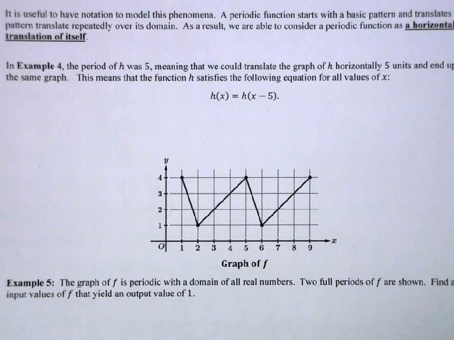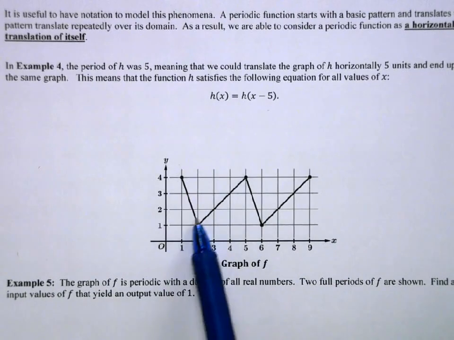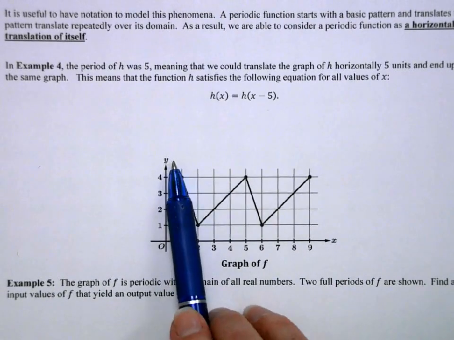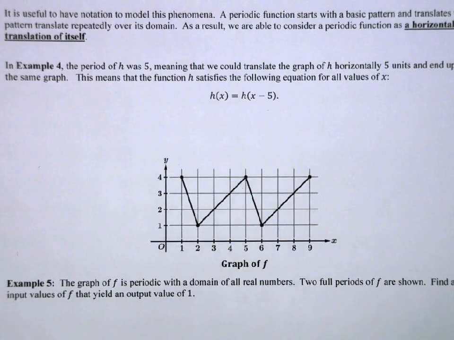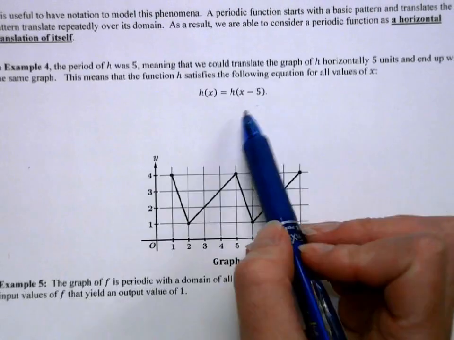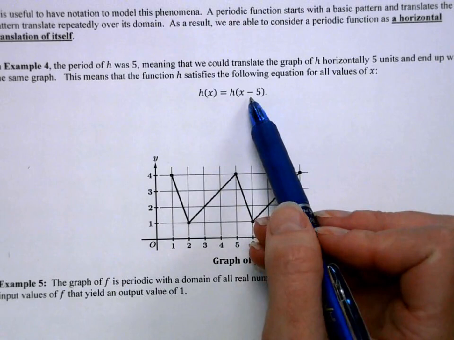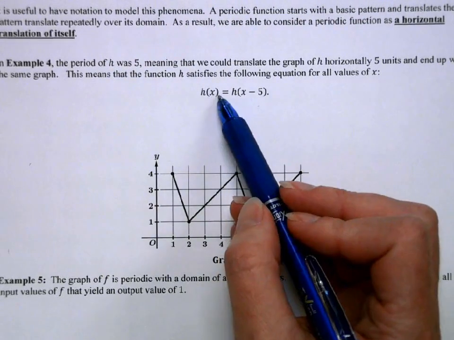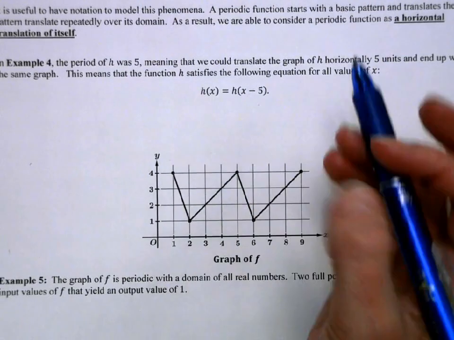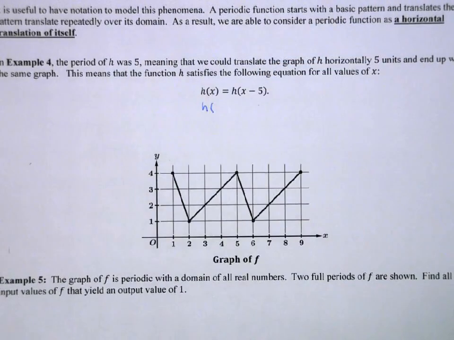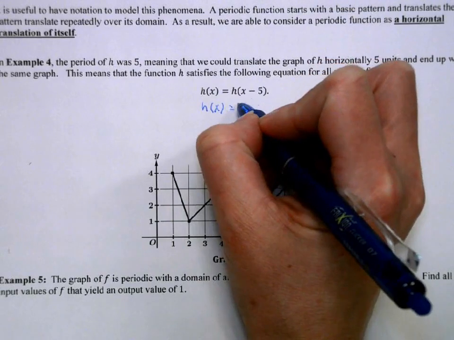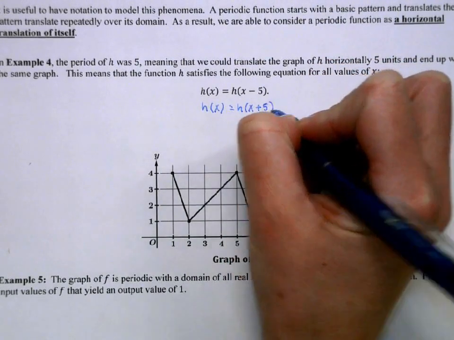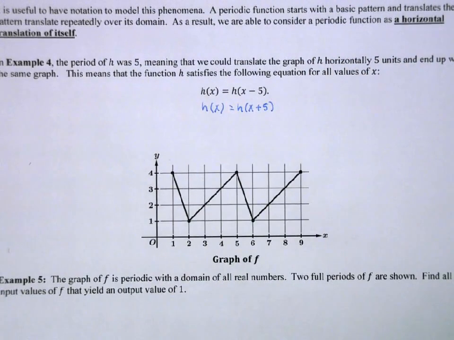Kind of an interesting thing happens with periodic functions in that they are horizontal translations of themselves. So like this graph here, just as an example, I could shift it over, in this case 4 units, and it would end up right on itself. So we can use the same notation that we used for a horizontal translation and say h of x is also equal to h of x minus 5, or h of x equals h of x plus 5. Either way, you'll end up with the same graph.